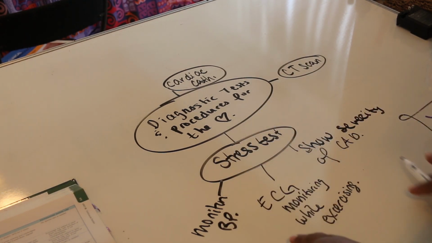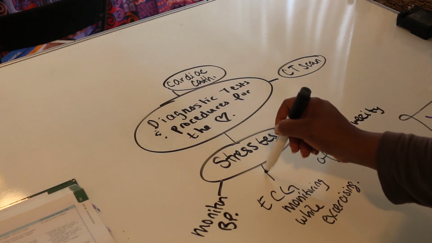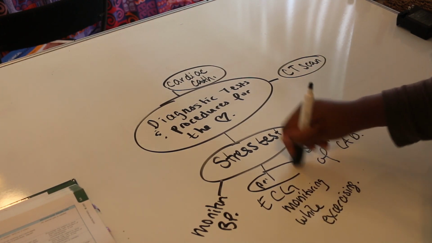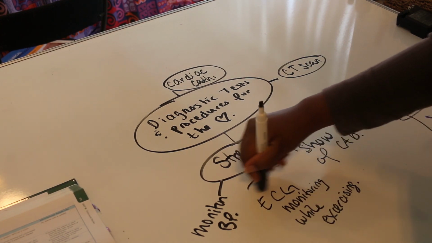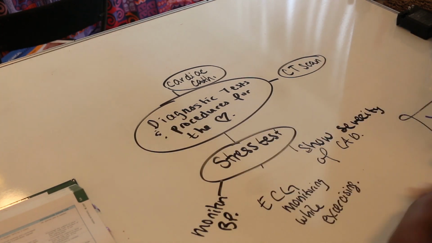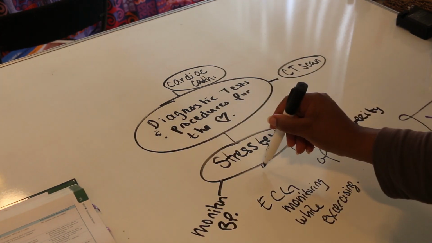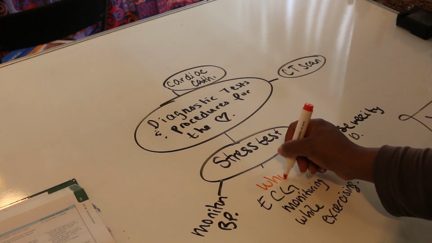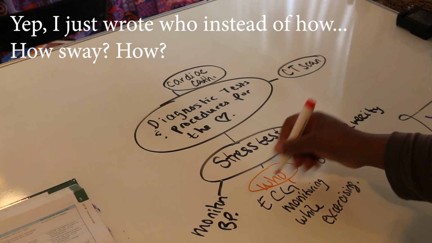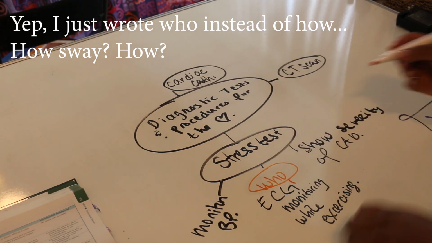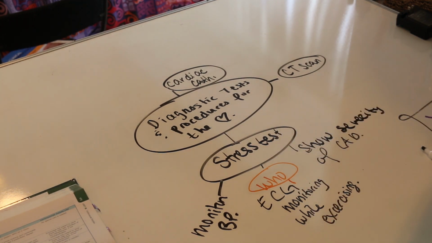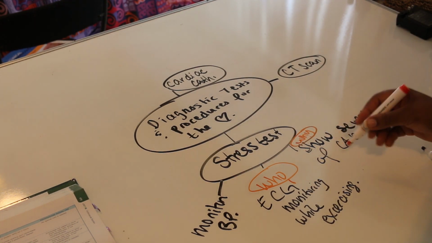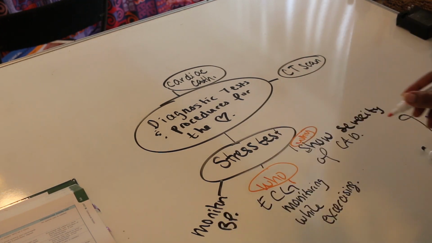Like before I wrote this, I could have put right here procedure. So you can break it down to how, what, when, those types of things. So I could put over here how. How is this done? How is this test conducted? And this is what's left. I can put right here why. Why is this conducted? To show the severity of CAD, coronary artery disease.